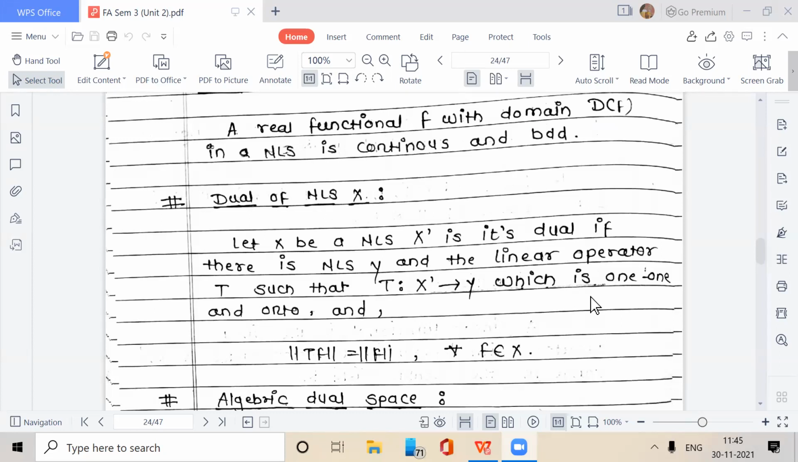Next definition is the dual of a normed linear space capital X. This is a very important definition. Let capital X be a normed linear space and X dash be its dual. If there is a normed linear space Y and a linear operator T from X dash to Y which is one-one and onto, and norm of T of f is equal to norm of f for all f belonging to X dash.